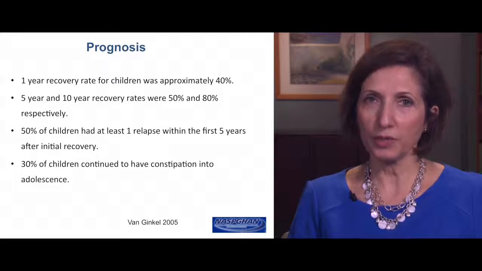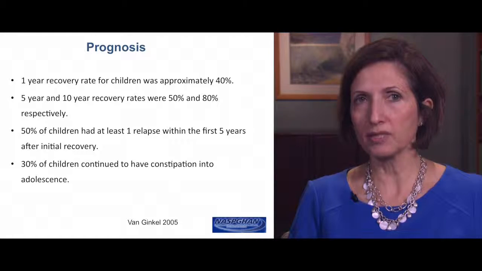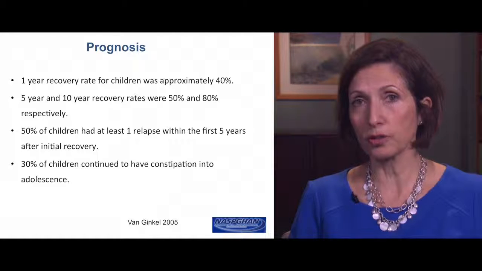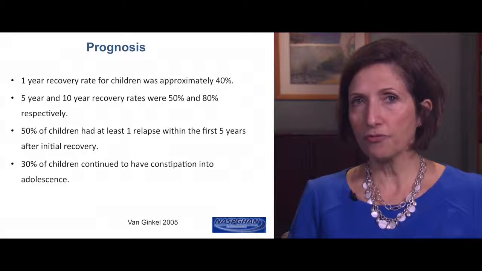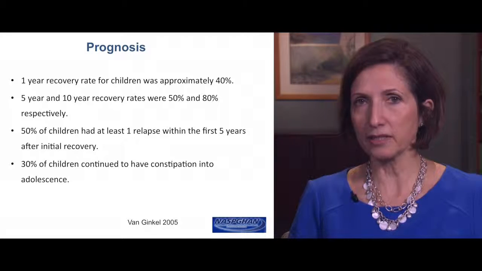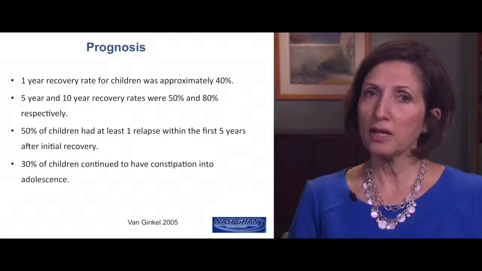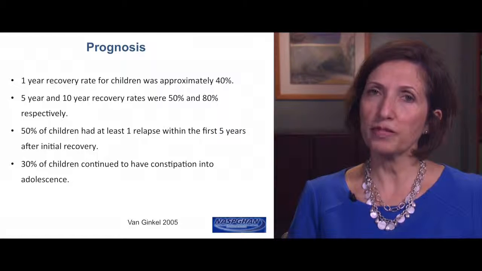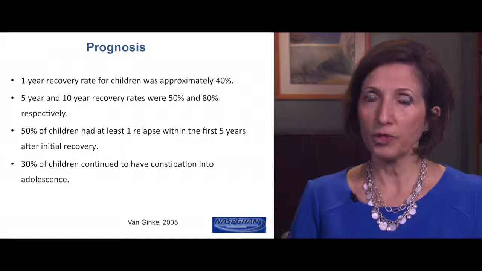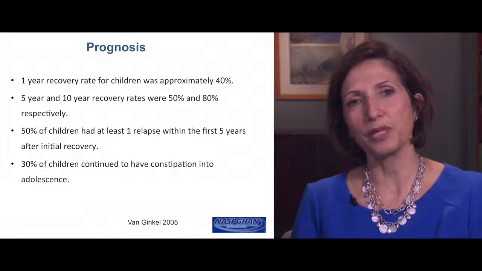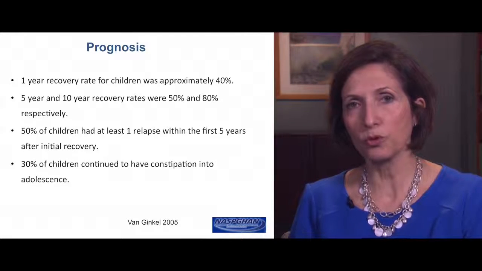Prognosis is also important to consider when we are managing patients with functional constipation. As providers, we need to understand that the 1-year recovery rate for children from functional constipation was approximately 40%. The 5-year and 10-year recovery rates were 50% and 80% respectively. 50% of children had at least 1 relapse within the first 5 years after initial recovery, and 30% of children continue to have constipation into adolescence. That's a prognosis frame that we need to manage our patients based on.